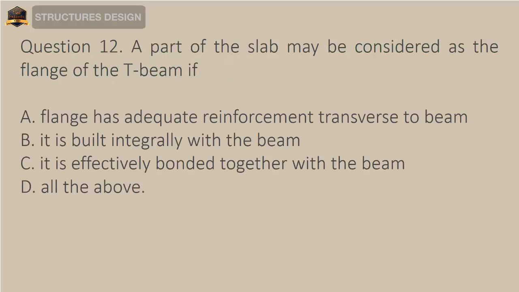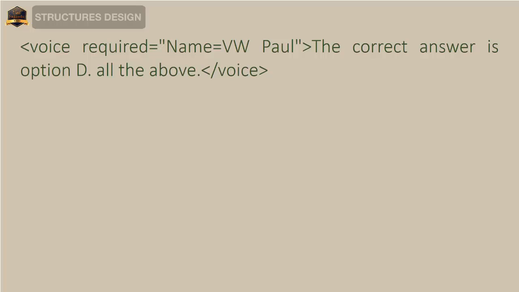Question 12. A part of the slab may be considered as the flange of the T-beam if: A, flange has adequate reinforcement transverse to beam; B, it is built integrally with a beam; C, it is effectively bonded together with a beam; D, all the above. The correct answer is option D, all the above.